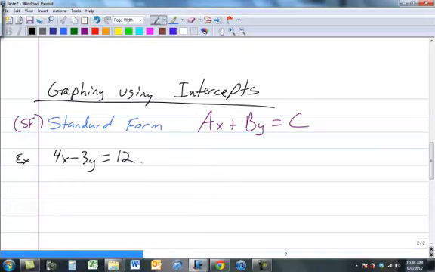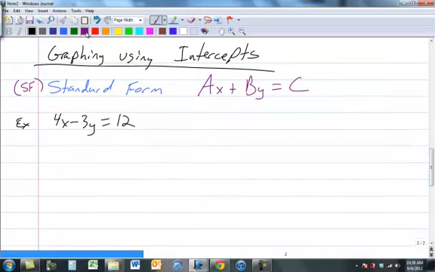Now, don't write this down. Put your pencil down for just a moment. But check this out. The way that you're probably tempted to graph this is to get y by itself first. So you would subtract 4x from both sides. You would have negative 3y equals negative 4x plus 12, or 12 minus 4x, whatever you like. Then you would divide by negative 3, and you get y equals positive 4/3 x. But you also have to divide the 12 by negative 3 as well, right? You get negative 4.